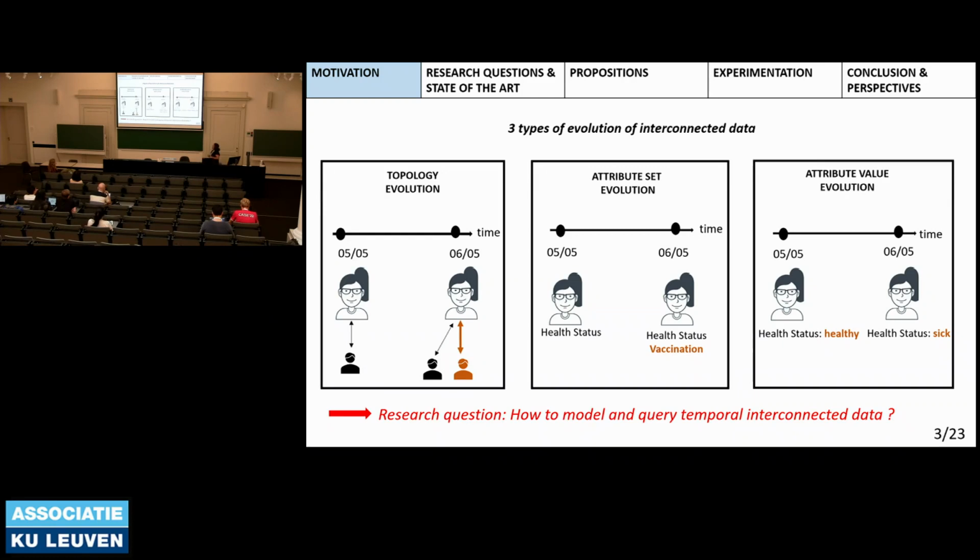So the research question that we addressed in our paper is the following: how to model and query temporal interconnected data, including these three types of evolution.